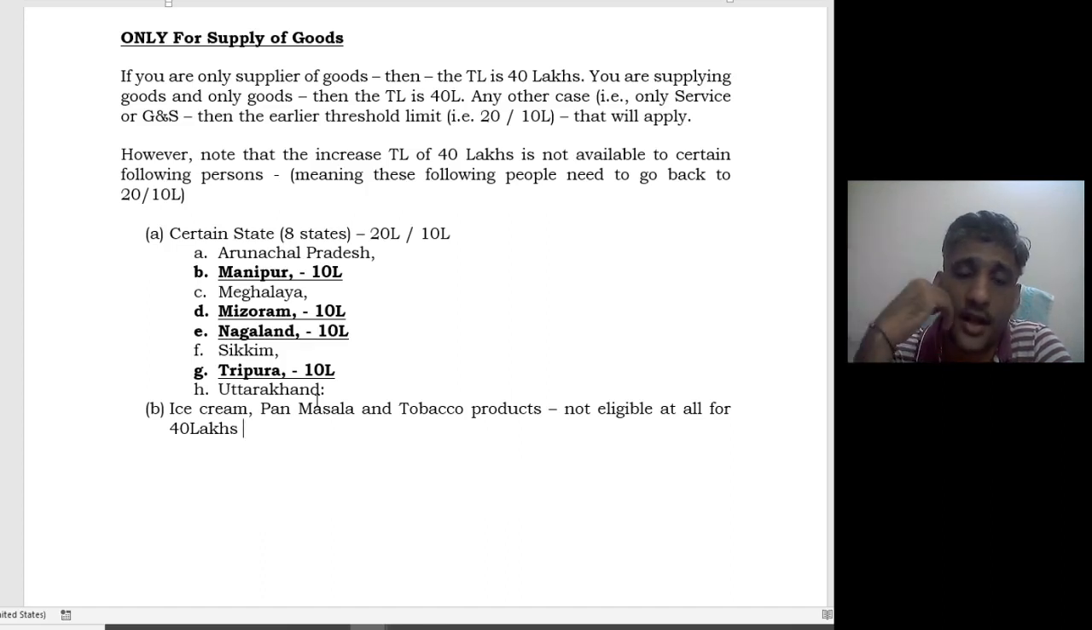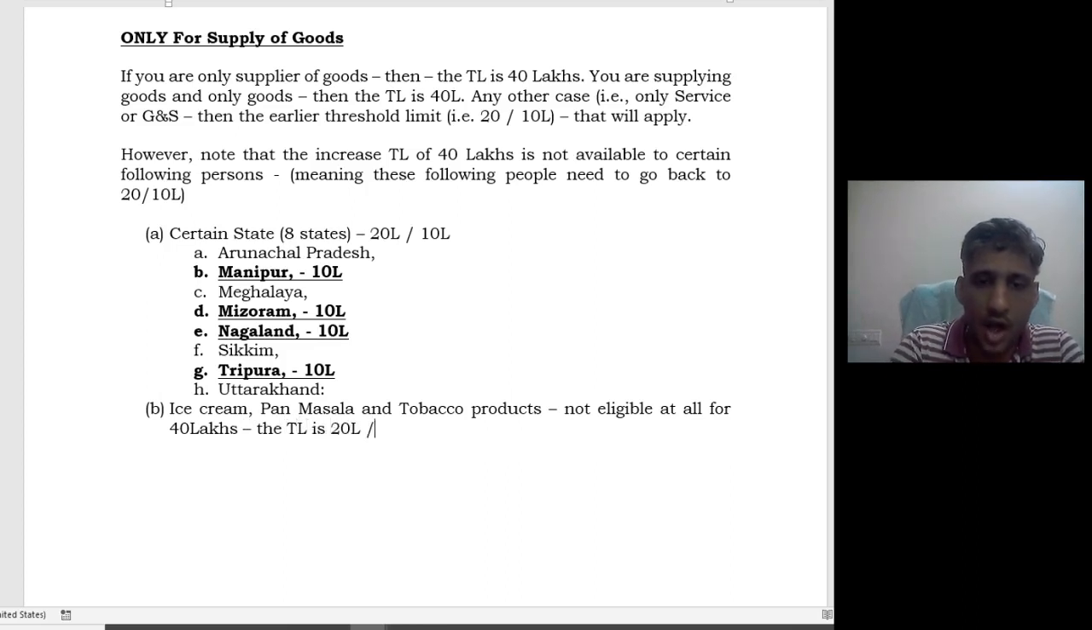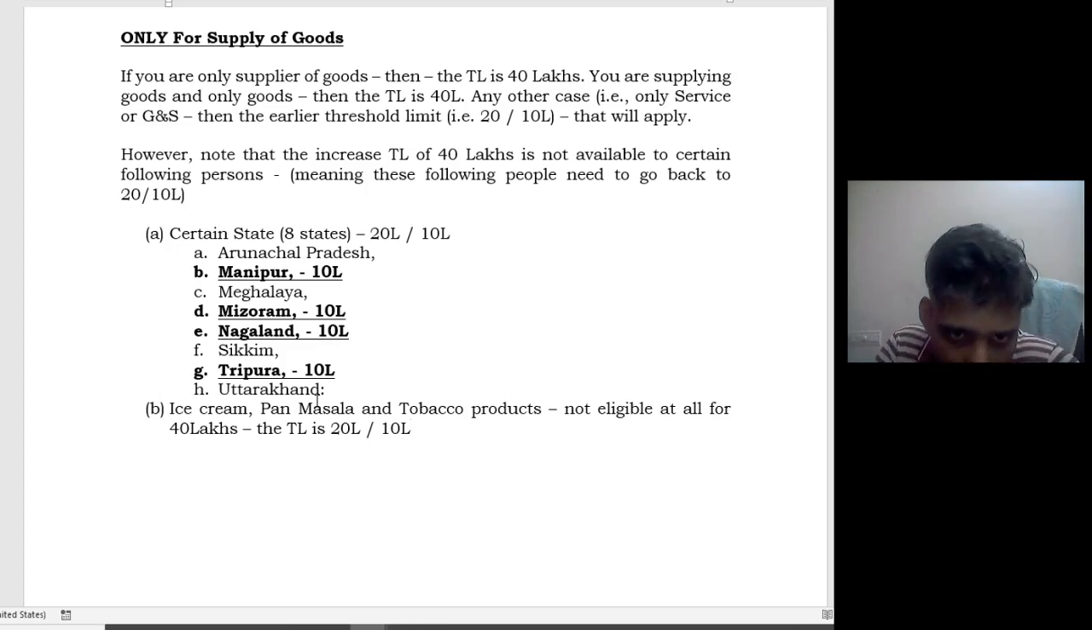I am a tobacco product supplier. My turnover is 25 lakhs. I am from Tamil Nadu. Should I take registration? Yes. You are not eligible for 40 lakhs. The turnover threshold limit is 20 lakhs or 10 lakhs, again depending on whether it is Manipur, Meghalaya, Mizoram and all. You are not eligible for this. Now, you can pause the video and update this.